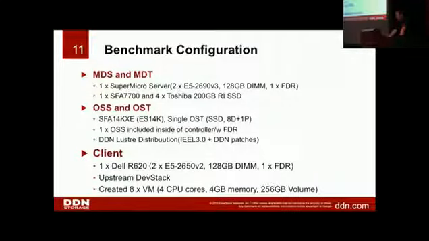Then I also set up the Lustre client, then installed one of the OpenStack distributions, DevStack. After installing DevStack, I created 8 VMs on the OpenStack, then allocated 4 CPU cores and 4 gigabytes of memory to each VM. Then I also created a 250 gigabyte volume for each VM, through the Cinder driver for Lustre.